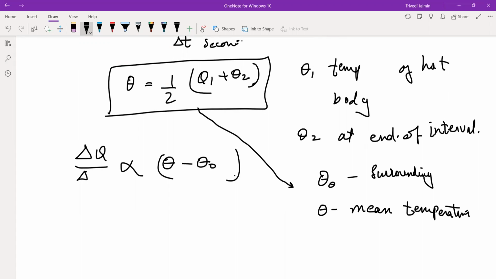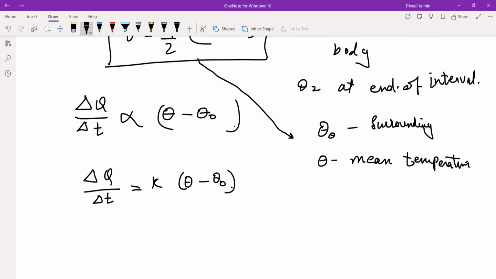Okay. That's it. Yeah, T we forgot. So to remove this proportionality, what we'll do? Delta equals K theta minus theta naught. Theta naught is the temperature of the surrounding. Theta is the mean temperature during the interval.